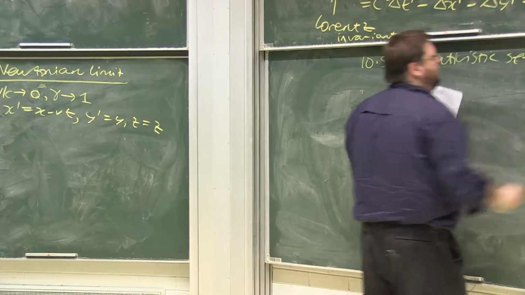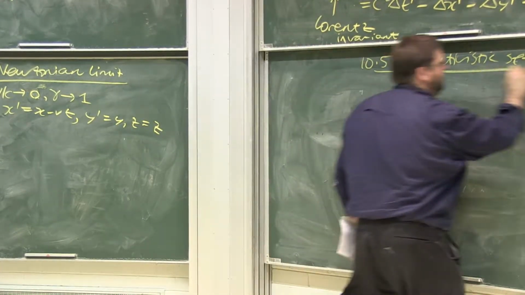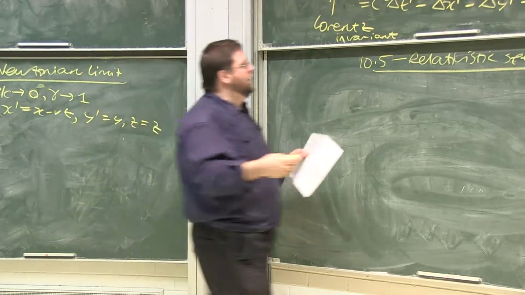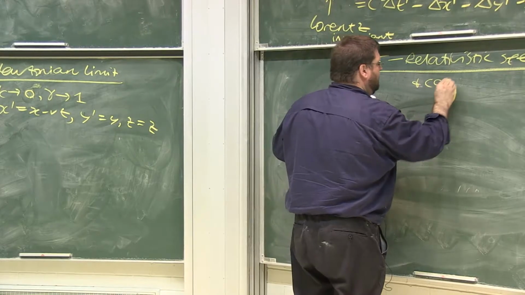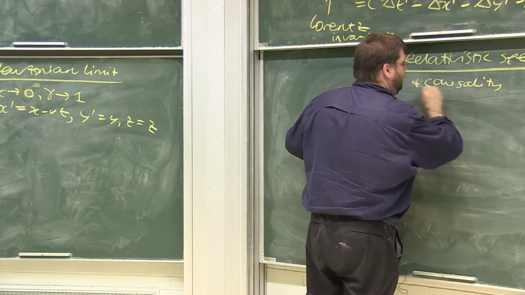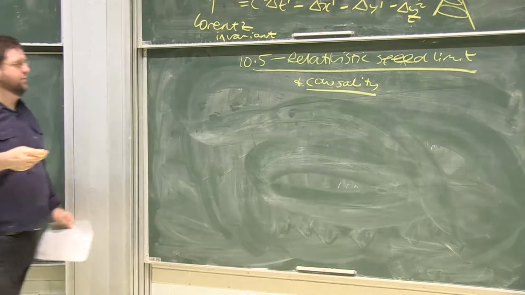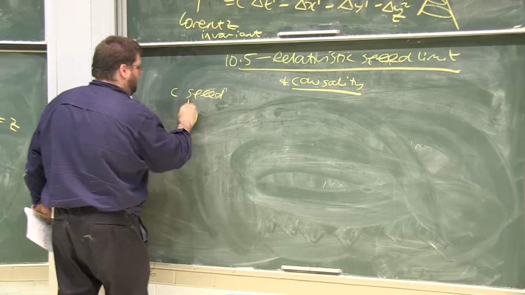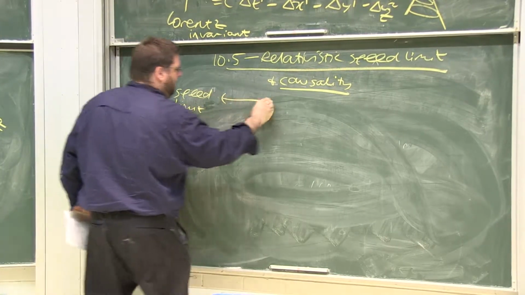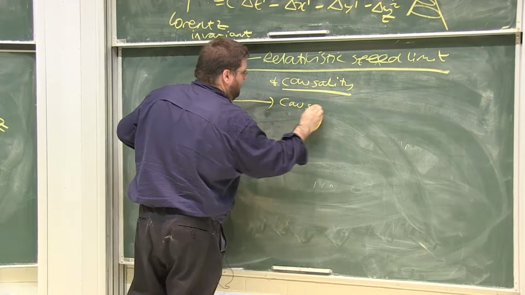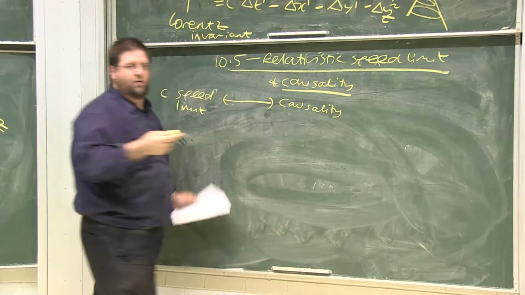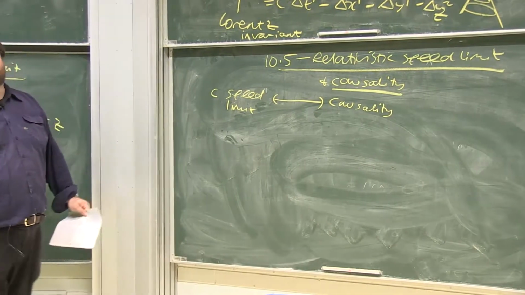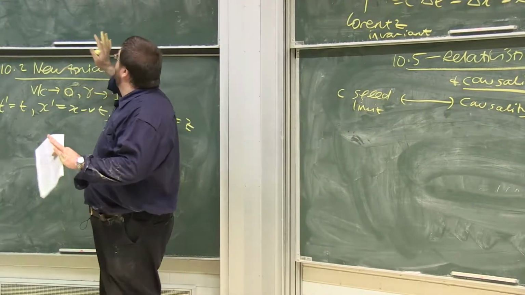We've already met the idea of C as a speed limit, as a relativistic speed limit, as an empirical observation from nature. What I want to do here is to set up a link between C as a speed limit and causality. So the idea of C as a speed limit and causality are deeply connected. What do I mean by causality? I mean the following. I don't care how plastic time is according to the Lorentz transformations. I don't care about relativity of simultaneity.